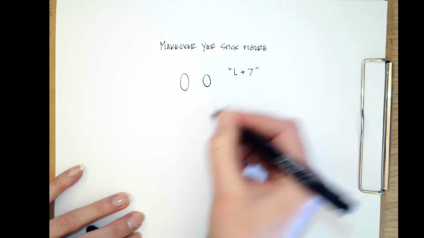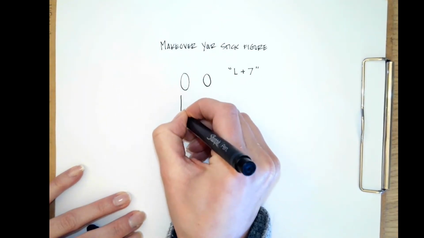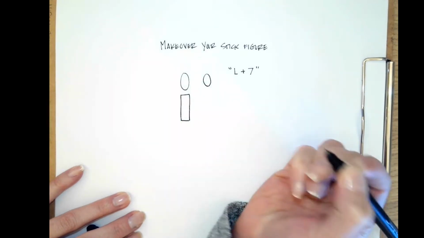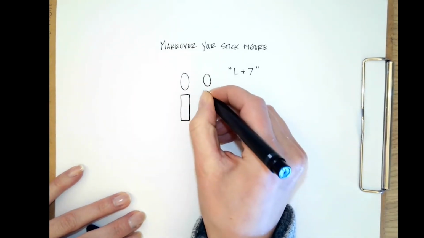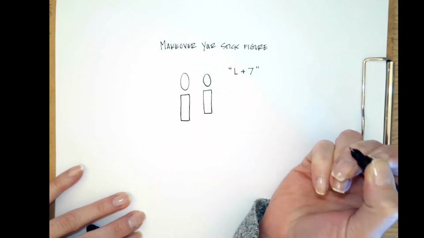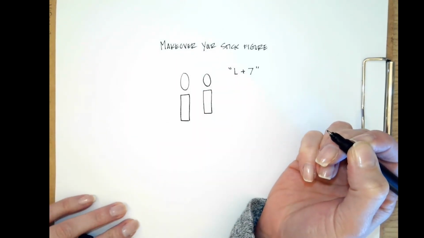L plus 7. And I'm going to come down here to this little guy. There's my L, and there's my 7. It's a little bit easier to draw a body this way. Okay? Now you're going to give them some action.